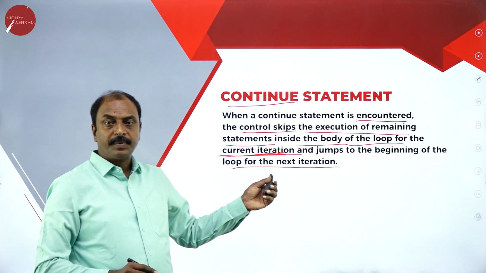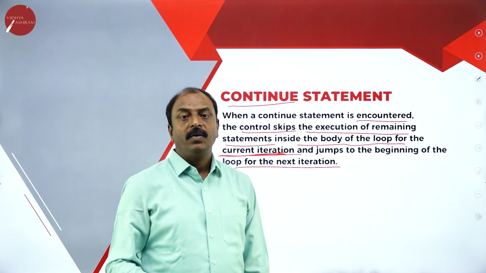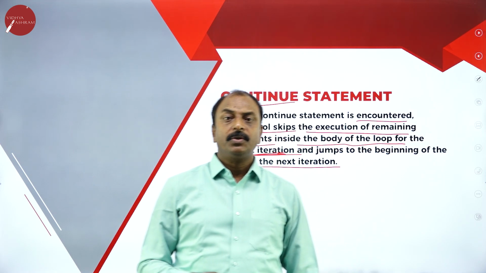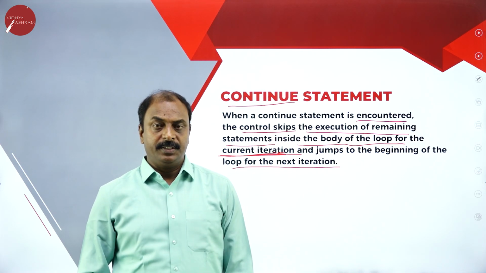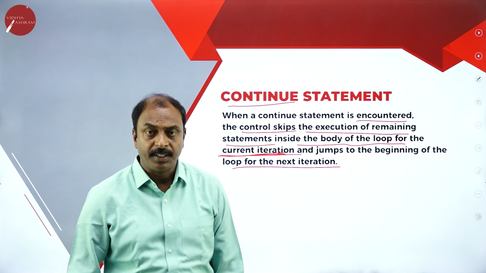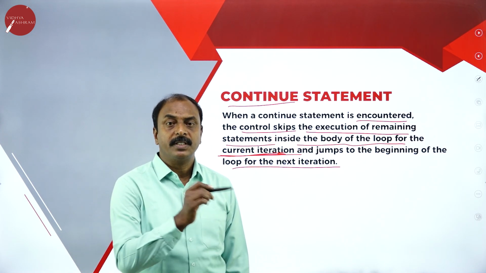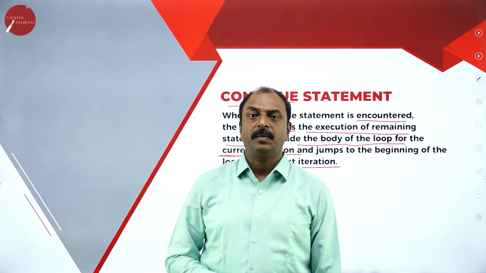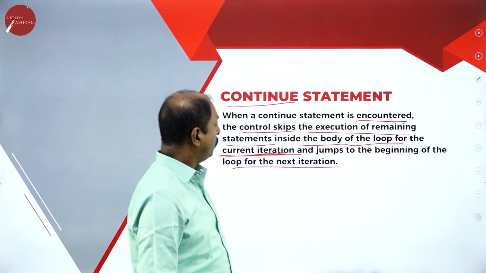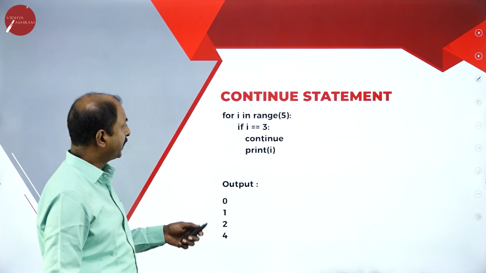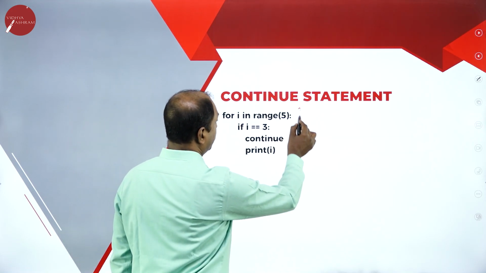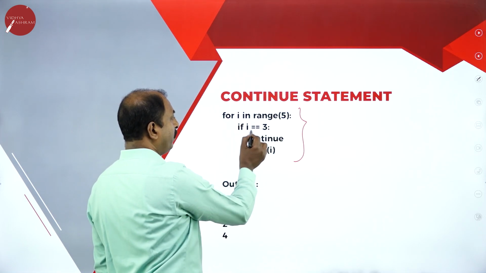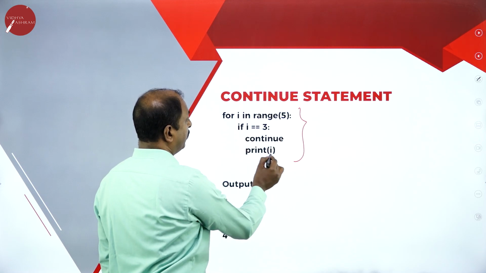If you look at the difference between these two, whenever the continue statement is encountered, it skips only one iteration. After skipping one iteration, the control goes back to the looping statement, checks the condition, and continues executing the remaining iterations. Look at the example for this. If you look at the same example, for i in range 5, if i equals 3, continue, and print i.